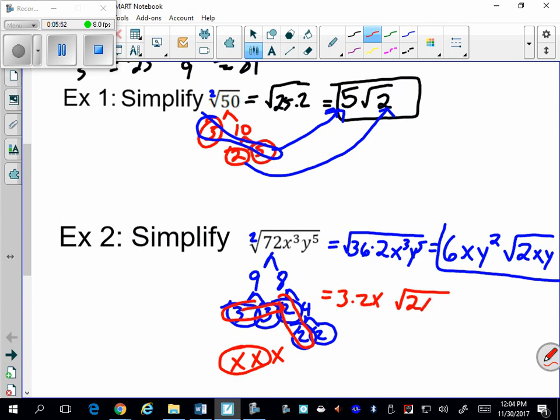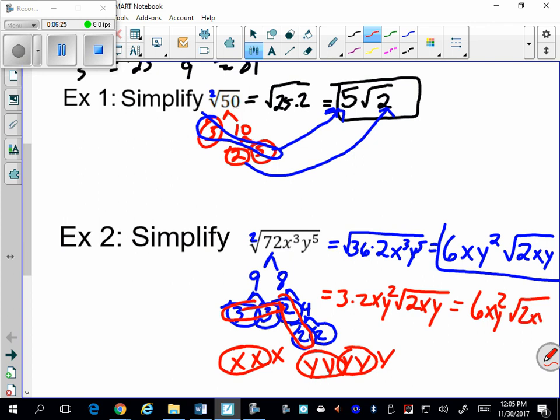For the y's, we have 5 y's. And how many pairs of y's? We got 1 pair and 2 pairs. So 2 pairs of y's, y times y is y squared. And then there's a y left over, so that stays underneath the radical. So if I multiply this out, 3 times 2 is 6, x, y squared, square root of 2xy. So either way, you get the same answer.